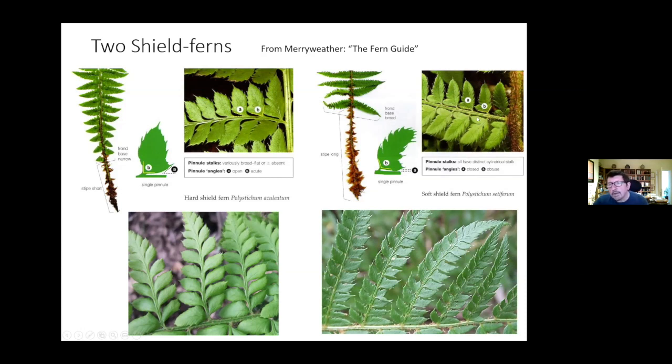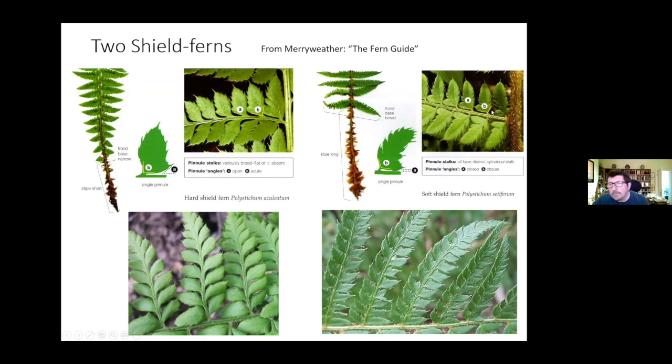midrib here. They've got stalks. These have stalks, but they become progressively less stalked. And what we need to do is look at the angle. If we put a line along the base of the pinnule, and then up the other side, we get an obtuse angle on Polystichum setiferum. If we do it on Polystichum aculeatum, it's an acute angle. So that's quite a good way of measuring it.